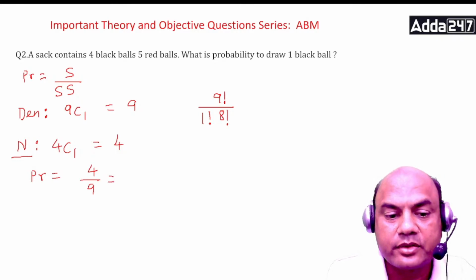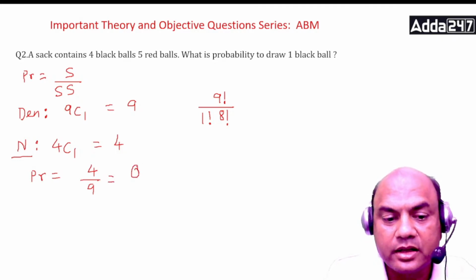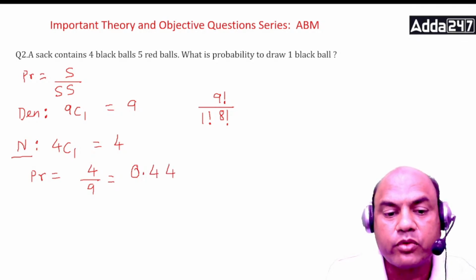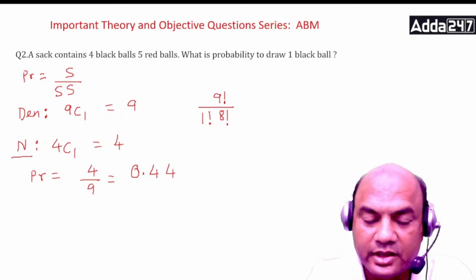Okay, so that is equal to 4 upon 9 is what? 9 4s are 36, right? 0.4. 4s are 36, again 4. 0.44. This will be my probability, isn't it?